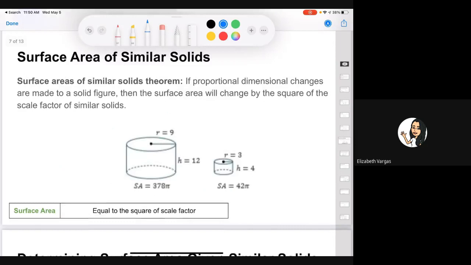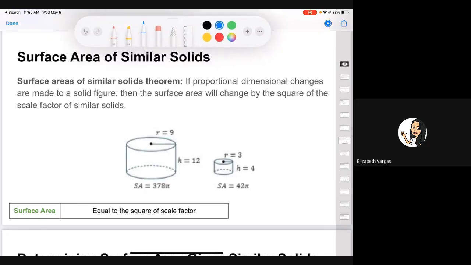Now we're going to look at surface area. The surface area of a similar solid theorem basically says if proportional dimensional changes are made to a solid figure, then the surface area will change by the square of the scale factor. So basically what this is telling us is, according to the surface area theorem, I can identify my scale factor, and that my surface area is going to be changed by the square of that scale factor.